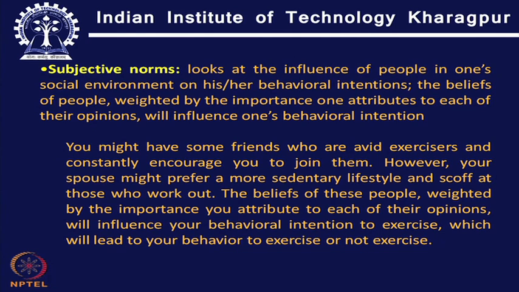Subjective norm looks at the influence of people in one's social environment on his or her behavioral intentions. The beliefs of people, weighted by the importance one attributes to each of their opinions, will influence one's behavioral intention. For example, some friends who are good exercisers will encourage you to join them. However, your spouse might prefer a more sedentary lifestyle and not want to work out. The beliefs of these people, along with the weightage you put on them, depending on whose opinion is more important to you, will influence your behavioral intention, which will lead to your behavior to exercise or not to exercise.